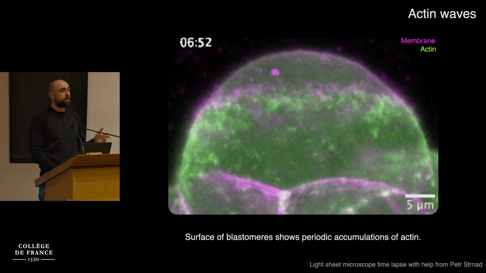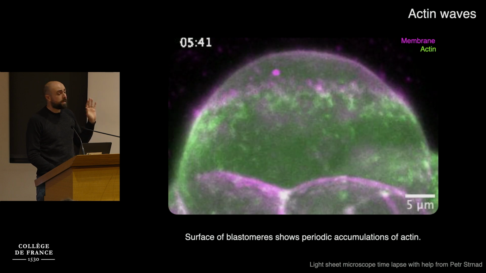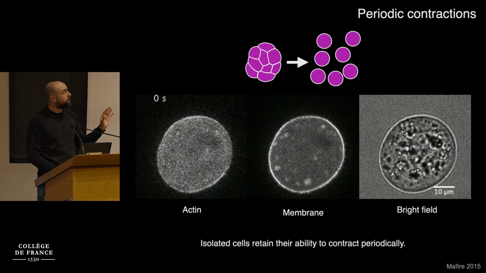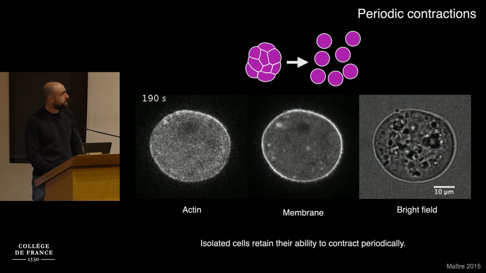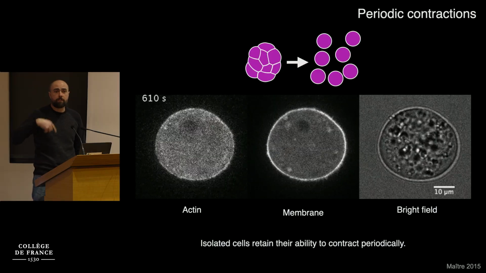It's difficult to visualize because this is a 3D movie which is projected here. So we can do then a little trick to visualize this more effectively, which is that instead of working on the whole embryo, we dissociate the cells from the embryo and we study the single cells. And this is then how it looks. You have a single cell which is undergoing periodic waves of contraction which turn around the cell every 80 seconds.